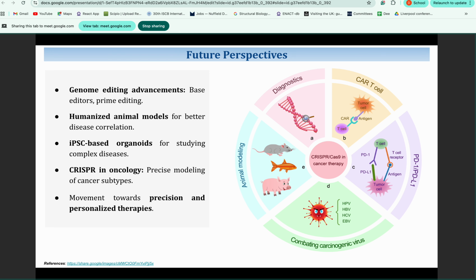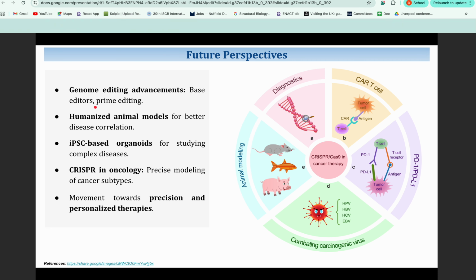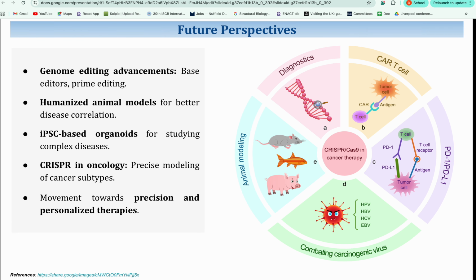If we talk about the future, then CRISPR-Cas9 can be used for genome editing advancements. We can go for base editors, in which we can edit certain bases, such as bringing about a mutation in certain base pairs. That comes under base editors. We can do prime editing, in which we can edit more than one nucleotide, and also larger fragments. Then humanized animal models for better disease correlation.